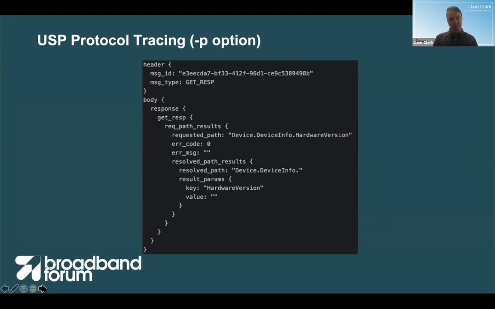And I also wanted just to highlight the -p option, which I mentioned on the Docker command before. So this is for protocol tracing. This is really good, especially for vendors that are implementing new features in OB-USP, specifically for their hardware and on their device, maybe adding new things to the data model, to ensure that your implementation is valid and is matching the OB-USP specifications.